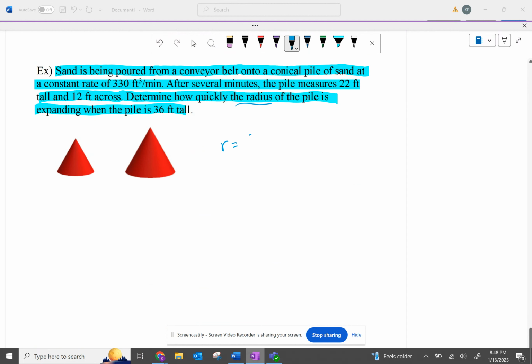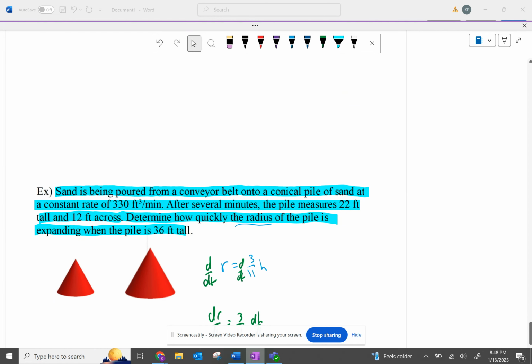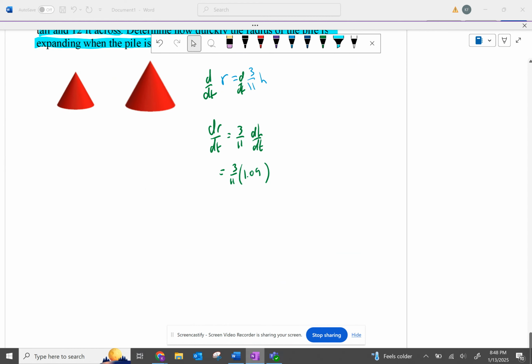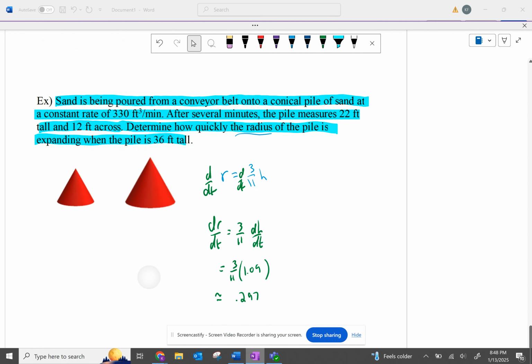So if the radius is 3/11ths the height, then we can just take d/dt of both sides from here. So the rate of change of the radius with respect to time is going to be 3/11ths times dh dt. So it's going to be 3/11ths times that 1.09, I believe is what we got. Yes. So it's about 0.297. I believe it's feet per minute. Let me just make sure. Feet, and yeah.